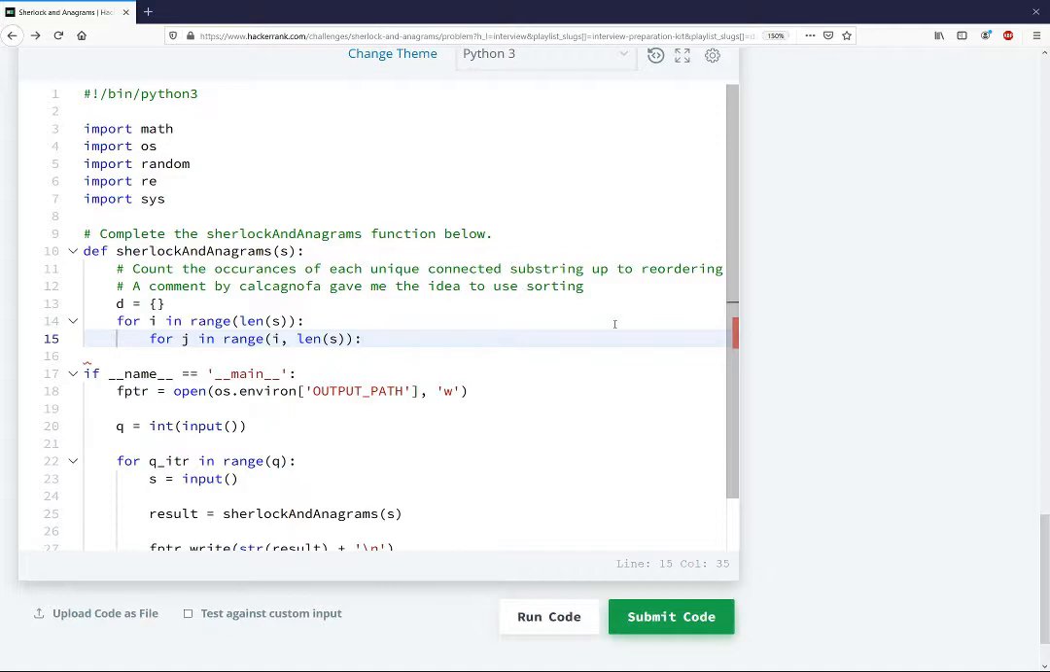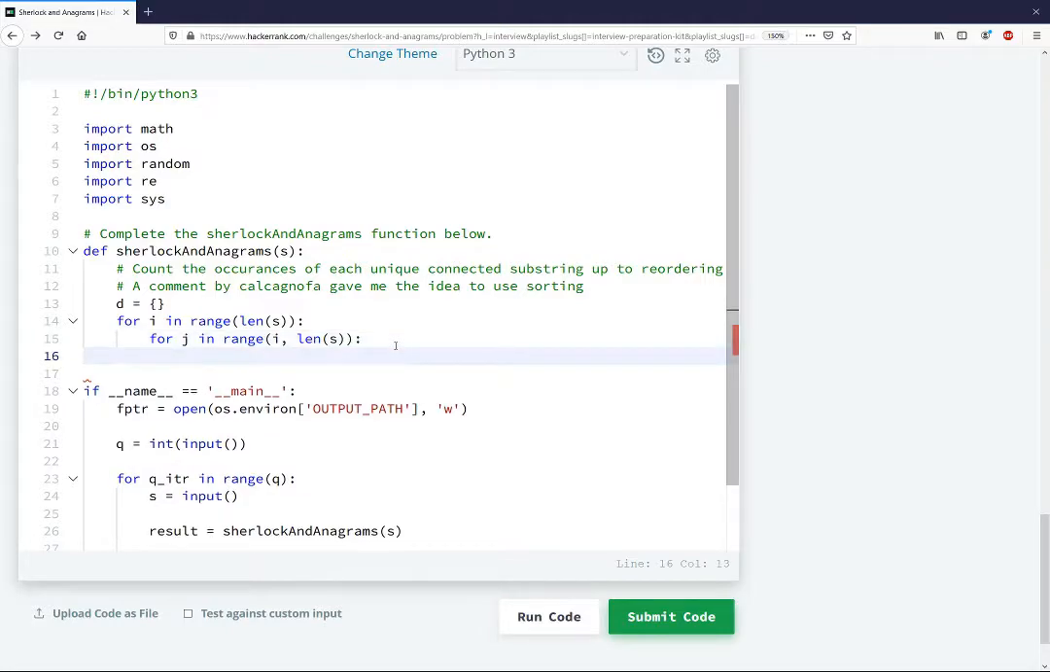So for the starting points, you could start at any letter in S, and so I is going to be the starting point. It's going to be the index where you start the string, and then where you end the string, you can go as many letters as you want until you hit the end of the string, and so that's what J is looping through.